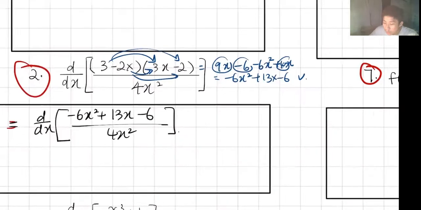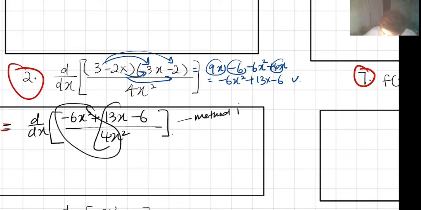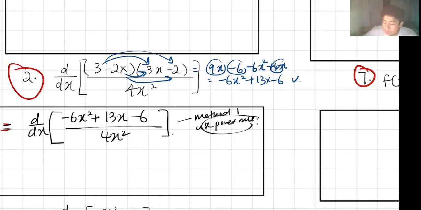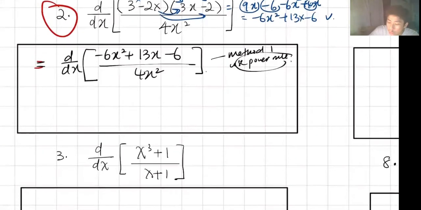Actually for this one, one method is to separate each term, so it becomes this one plus this one plus this one, then differentiate using the power rule one by one. But I want to use the quotient rule now. So how do I use the quotient rule?